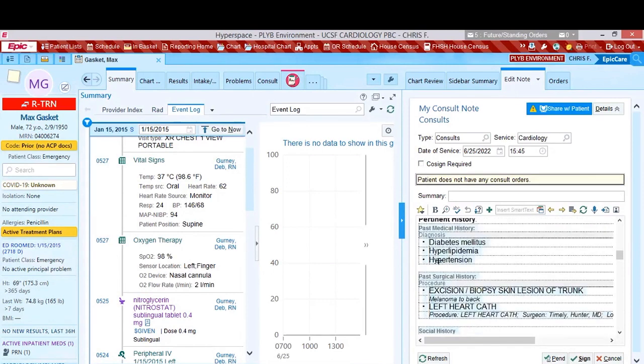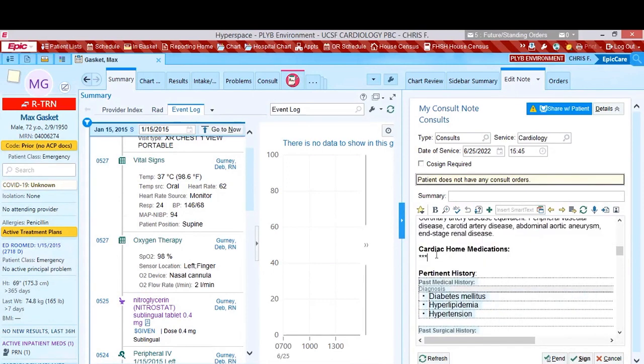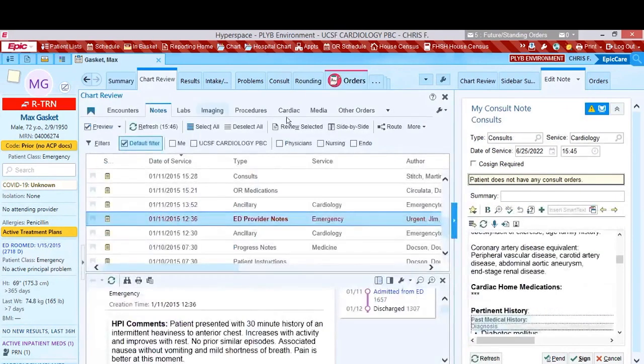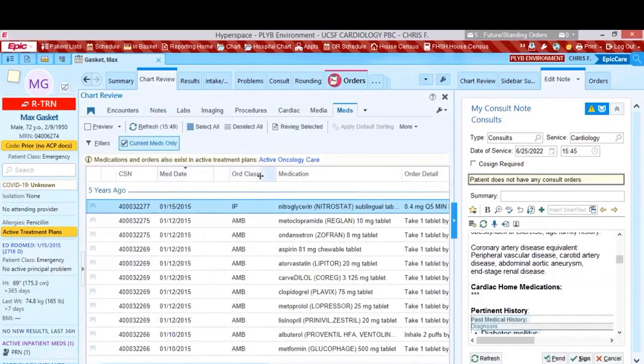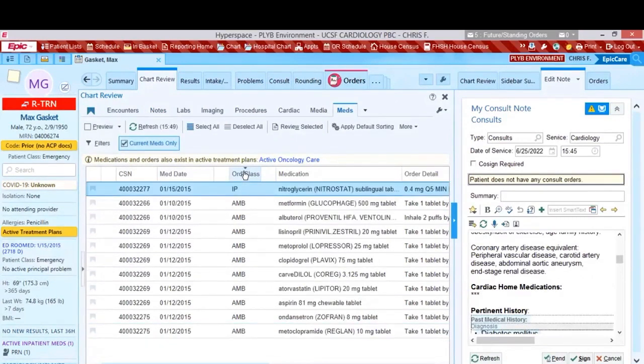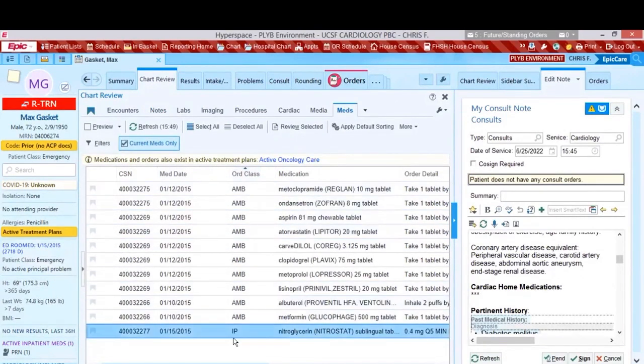Then when I get to home cardiac meds, I put an extra effort here because that will help me in presenting. So I go here to chart review, I go to meds, and then I just load everything. So ambulatory means outpatient, IP means inpatient. So anything ambulatory, these are the medications that the patient is probably taking, and I need to confirm when I talk to him. But as far as I can see here, in this patient, I will write them down myself.